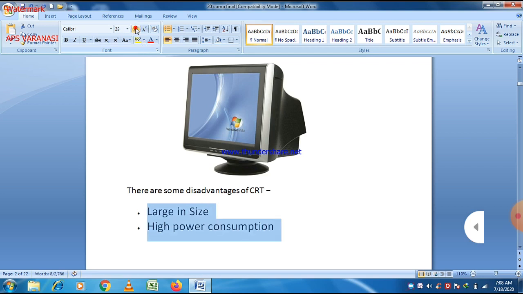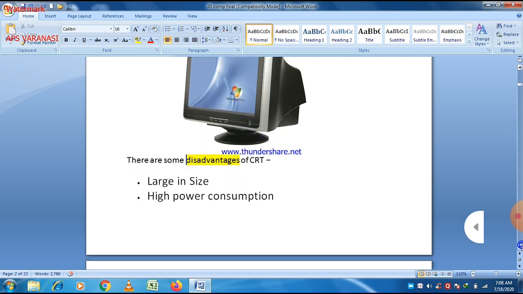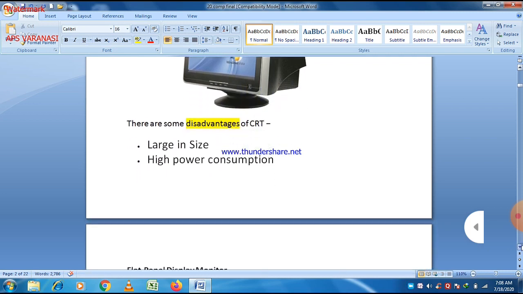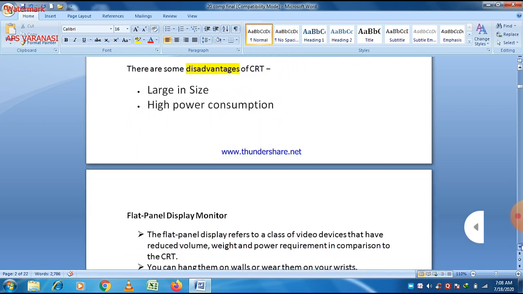These are not very much used because they are larger in size. They are not easily portable, and they take higher power consumption. These are the two basic disadvantages of CRT monitors.